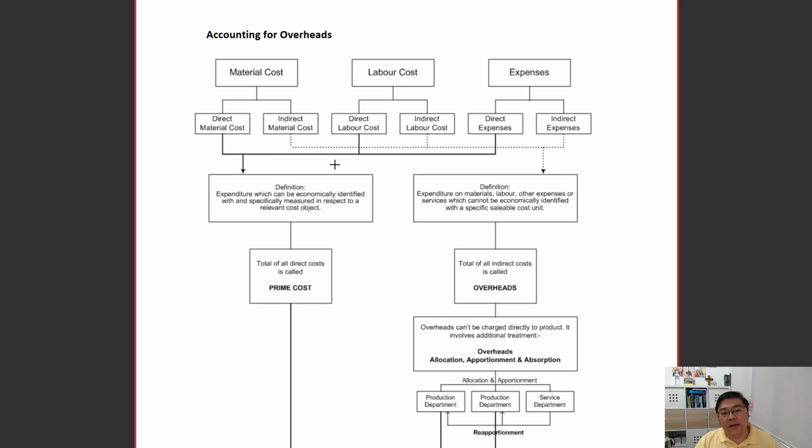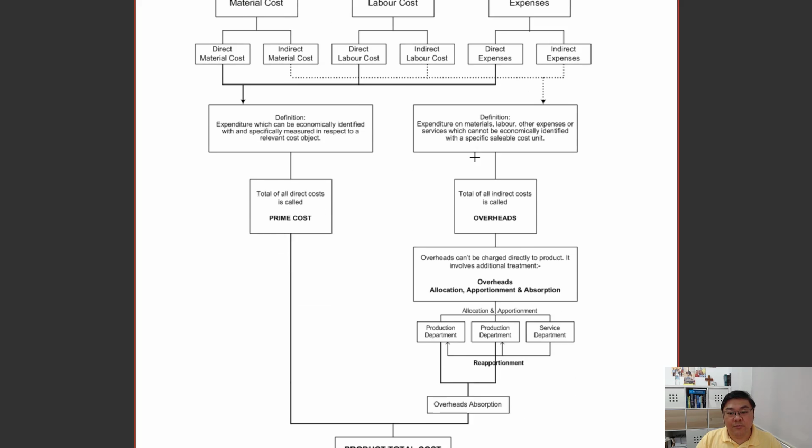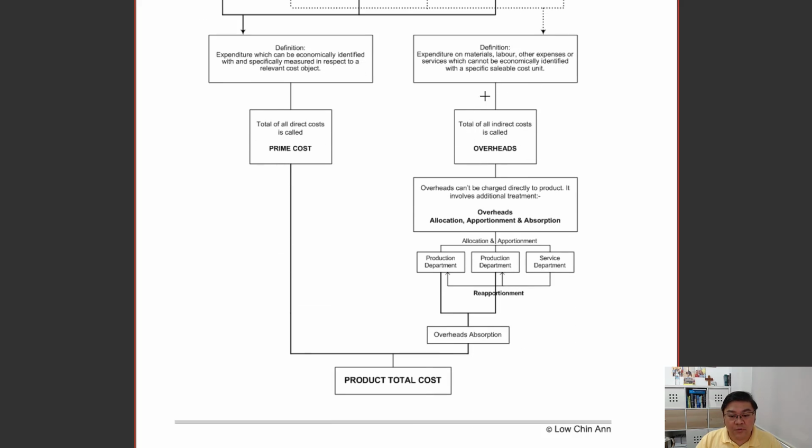On the other hand, we can have costs which cannot be directly identified to a specific product. So we call them indirect. The other word for indirect cost is overheads. So we could have an indirect material, indirect labor, indirect expense. These are the indirect costs, so we would just lump them all together as overhead.